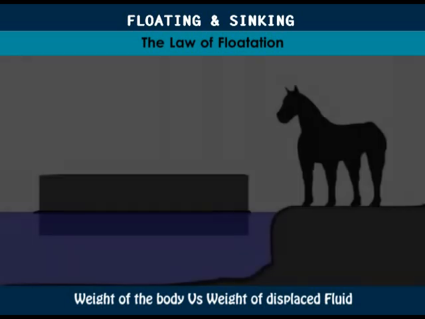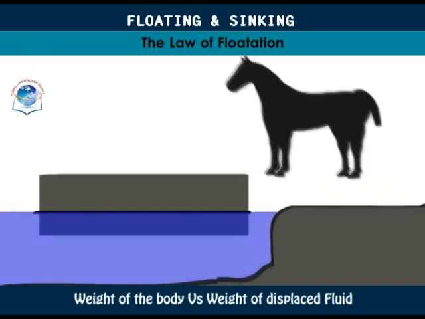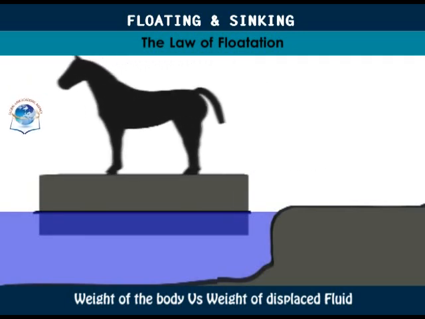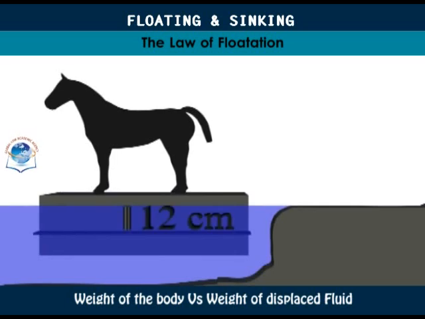Before the horse jumps, the block sits on water at this level. It has already displaced water equal to its weight. When the horse jumps on board, the block sinks a further 12 centimeters.